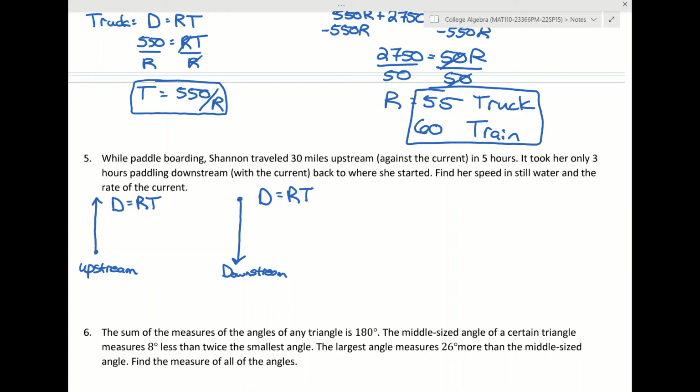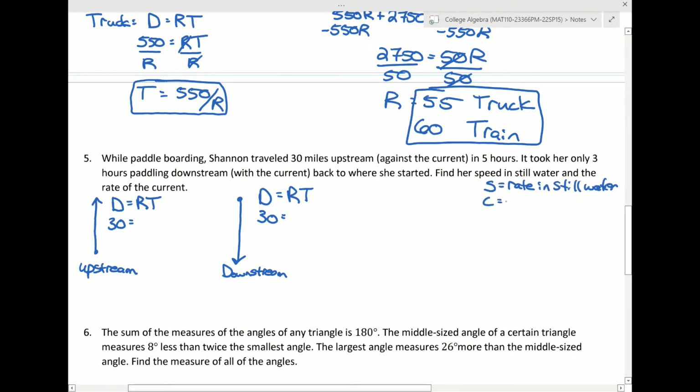And it says that we're going 30 miles upstream. So that's the distance. And it takes 5 hours. And that's against the current. So is the current making you go faster or slower? Slower. So the rate in still water, let's make S be the rate in still water. And C is going to be the current.